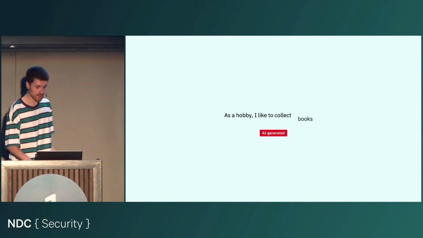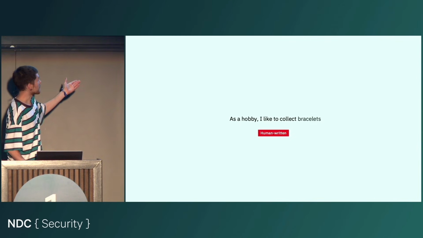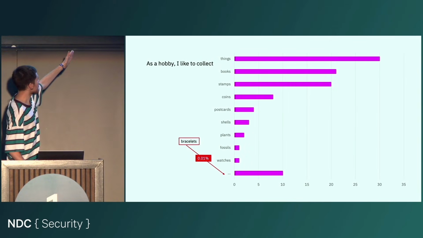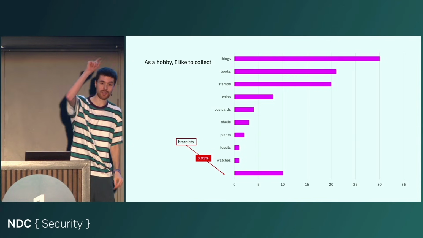So how do we detect if something has been written by AI? Well, very simple idea. If we have a text that's human written, it's likely that the words in that text will not always be on top of the distribution.